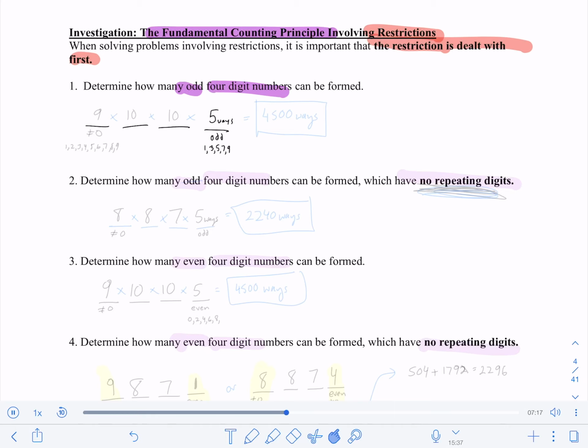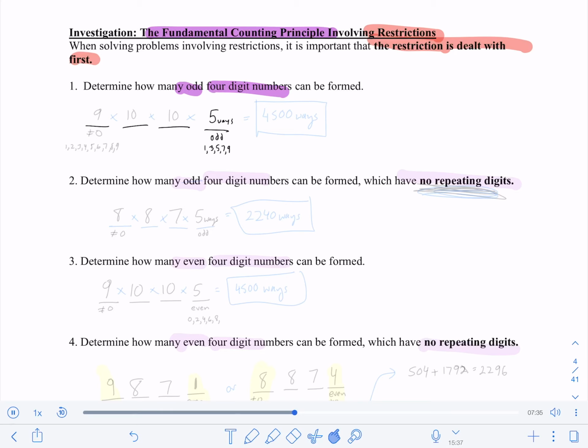Now, it's important to note that this isn't the number 5. This is the number of ways. Now, this can confuse people a little bit. Your brain is used to looking at this and thinking of it as a number, but it's not. It's a fundamental counting principle where it's thinking about the number of ways.